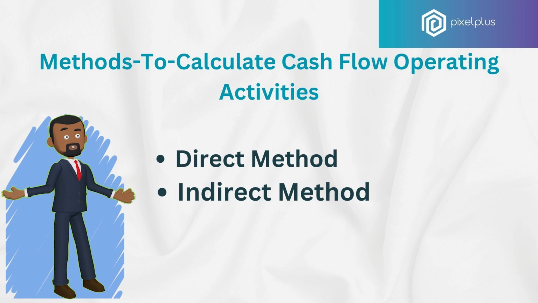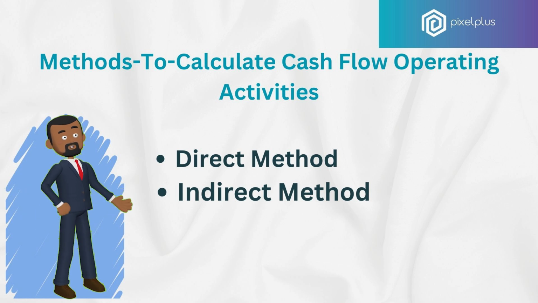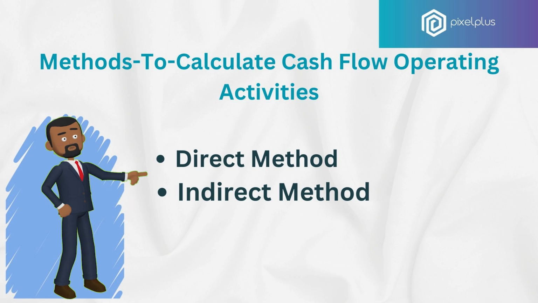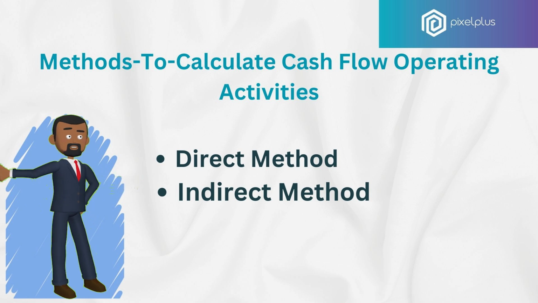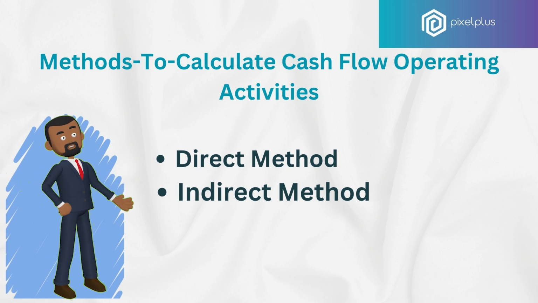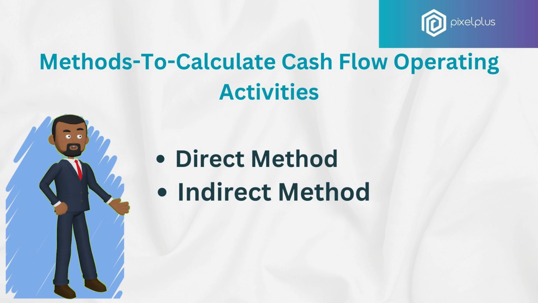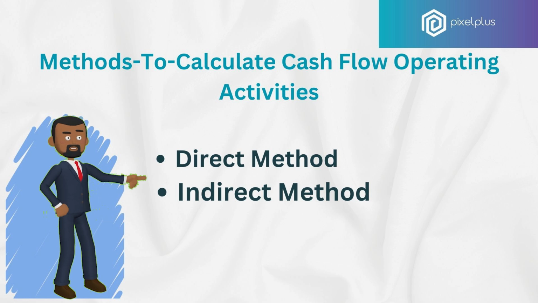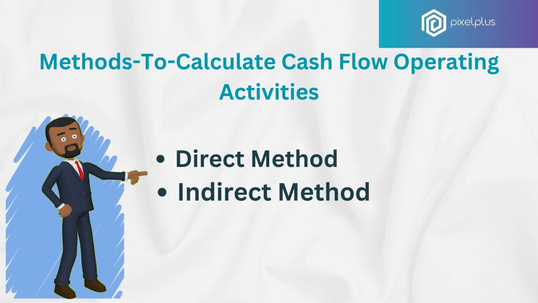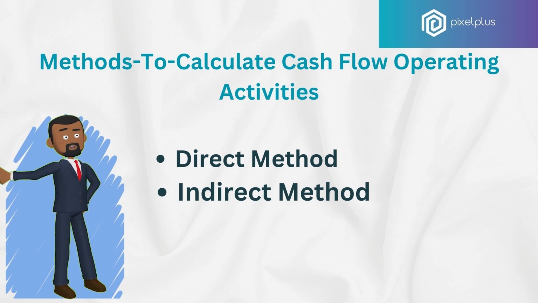Depreciation and amortization, non-cash expenses that reduce net income but do not affect cash flow. Changes in working capital, adjustments for changes in current assets and liabilities, such as accounts receivable, inventory, accounts payable, and accrued expenses. Gains and losses on sale of assets, adjustments for non-operating gains or losses that affect net income but not CFO. Deferred taxes and other non-cash items, adjustments for changes in deferred tax liabilities and other non-cash items.